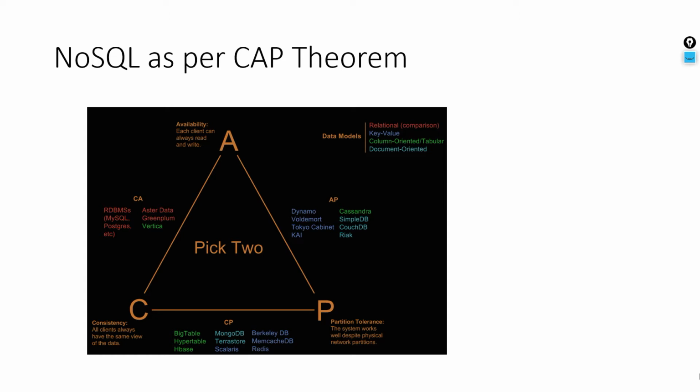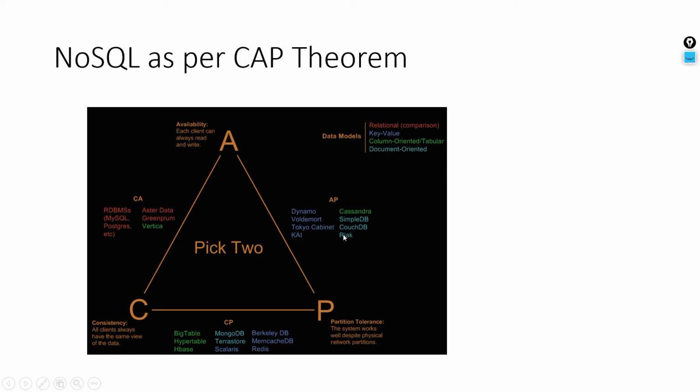So if you say that you want a NoSQL which is highly available and partition tolerant, then you have to compromise on consistency. If you want something which is highly consistent and partition tolerant, then you may have to compromise a bit on the availability. So if you just see this picture, where does DynamoDB fall? It falls under this category of A and P, which means DynamoDB is highly available and partition tolerant, but you may have to compromise a bit on the consistency.